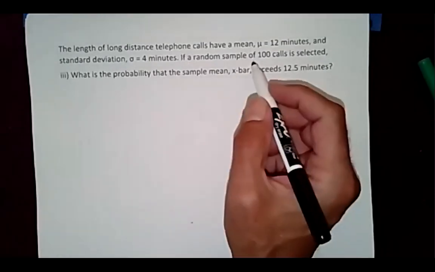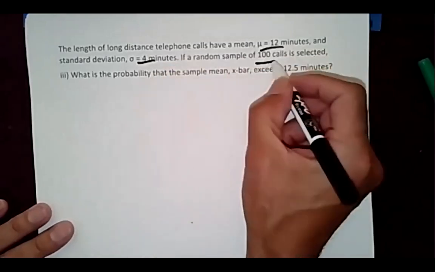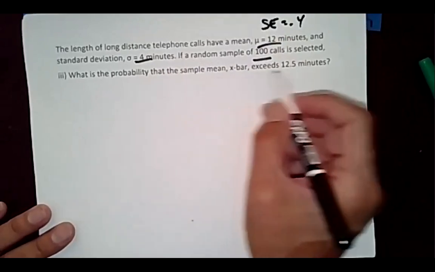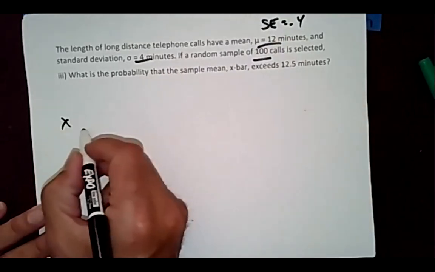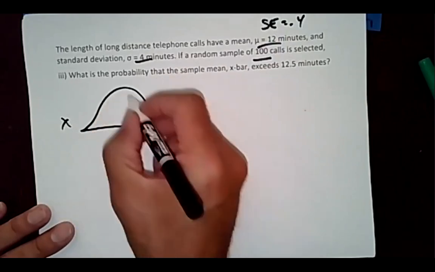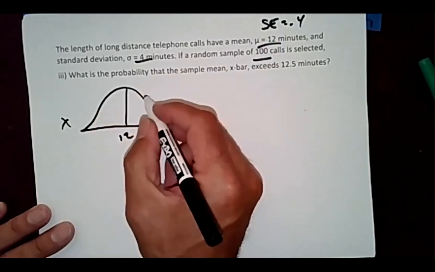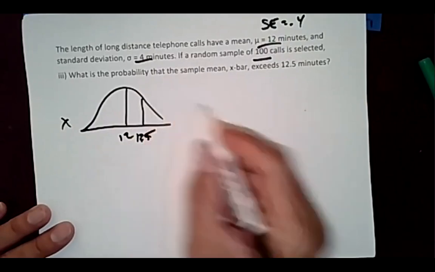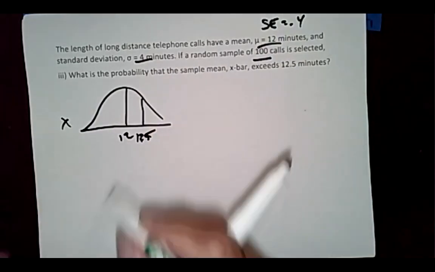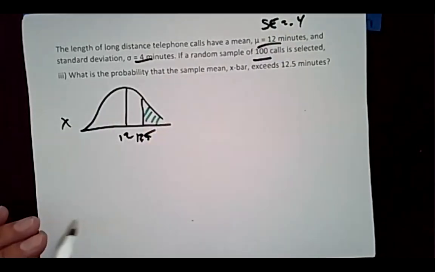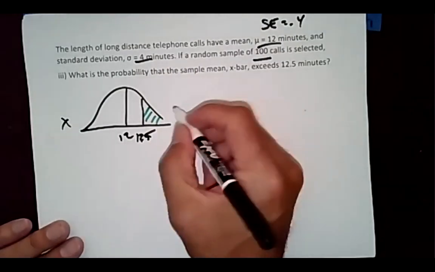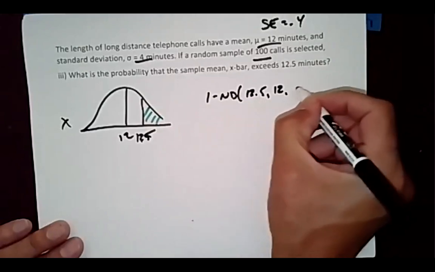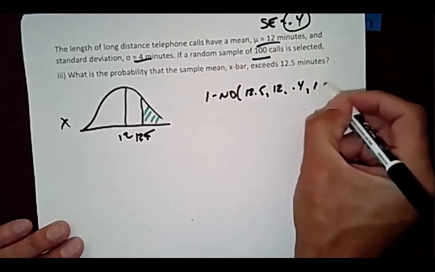The length of a long distance telephone call has a mean of 12, sigma of 4, and the standard error is still 0.4 in this problem. What's the probability the sample mean x bar exceeds 12.5 minutes? So here's our x line. Again, here's 12. Again, does not need to be to scale. So 12.5 is here, and we want to know all of this area. So the Excel command is 1 minus norm dist, 12.5, 12, 0.4, 1.